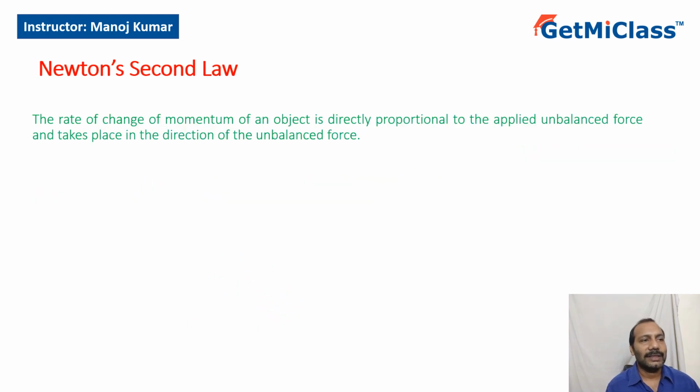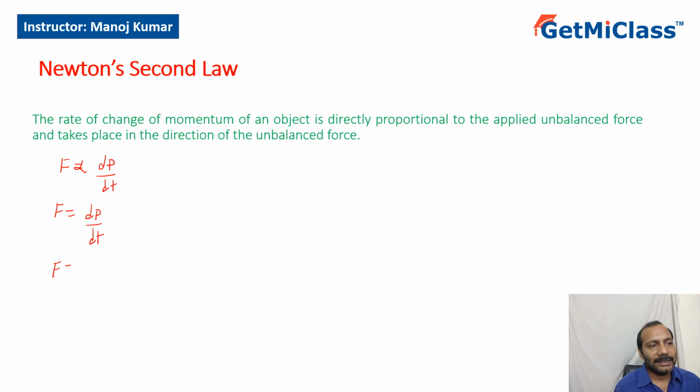Now let's look at Newton's second law. What does Newton's second law say? Newton's second law says the rate of change of momentum of an object is directly proportional to the applied unbalanced force, and it takes place in the direction of the unbalanced force. So let's try to write it in the form of an equation. I can say F equal to dp by dt. Now what is p? p is momentum. Actually F is proportional to dp by dt, but because the proportionality constant is 1, I can write F equal to dp by dt.